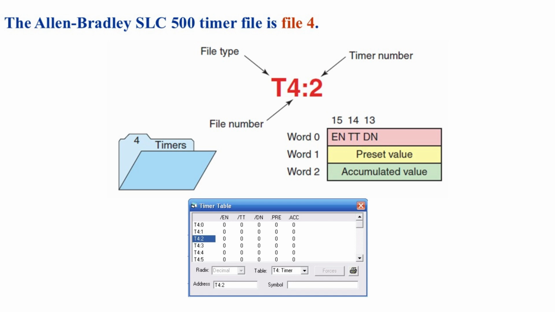Inside the timer file, word 0 contains the control bits: enable, timing, and done. Word 1 stores the preset value, and word 2 stores the accumulated value. In short, each timer element in RSLogix 500 neatly combines the timer's control status, preset time, and elapsed time in one organized data structure.